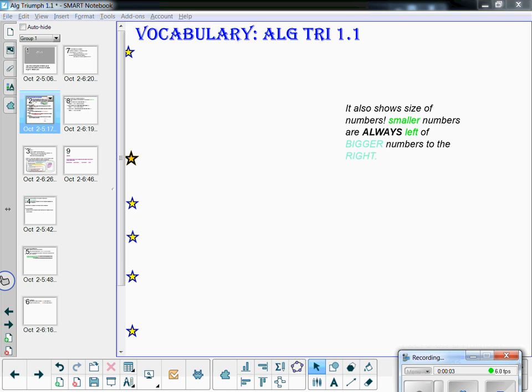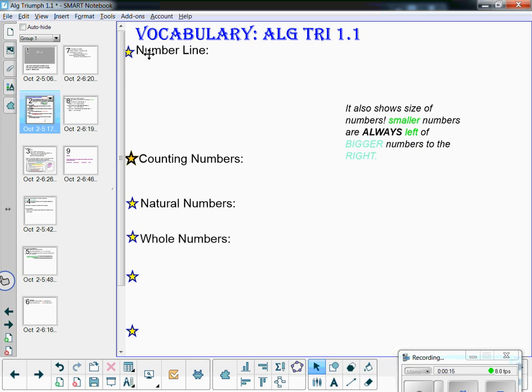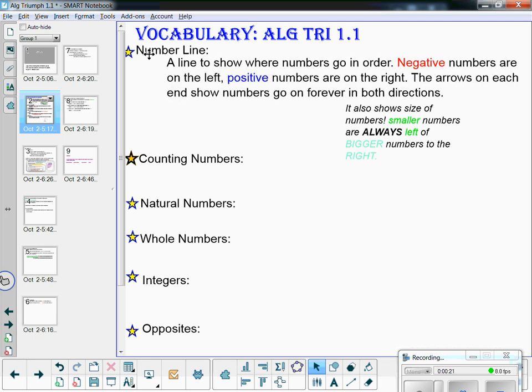Vocabulary, Algebra Triumphs 1.1. Today we will look at the following vocabulary: number line, counting numbers, natural numbers, whole numbers, integers, and opposites. A number line is a line to show where numbers go in order. Negative numbers are on the left, positive numbers are on the right.